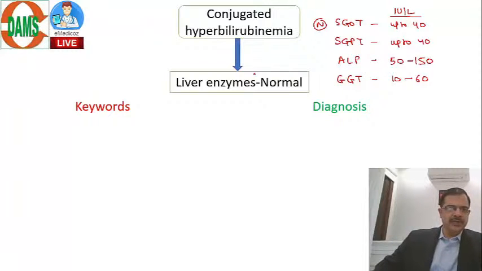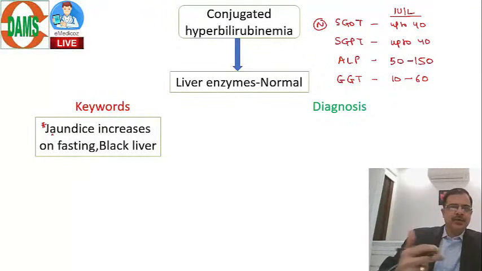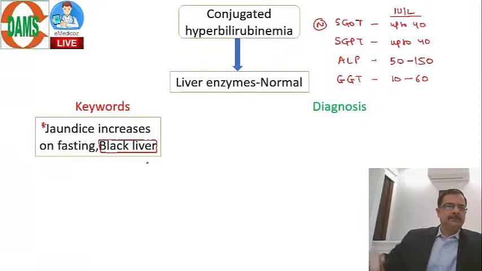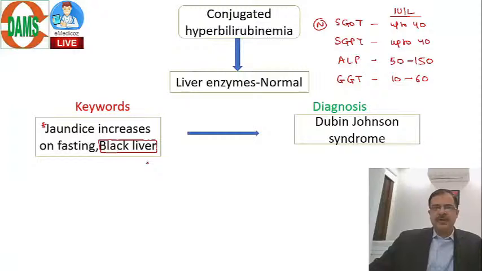So the keyword is given as, very important, this question has come many times, jaundice increases on fasting. So prolonged fasting increases the jaundice. And grossly when we look at the liver, it is a black colored liver, black liver. These are the two things which are given. So jaundice increases on prolonged fasting, and black liver is there. Our diagnosis will be a case of Dubin-Johnson syndrome.